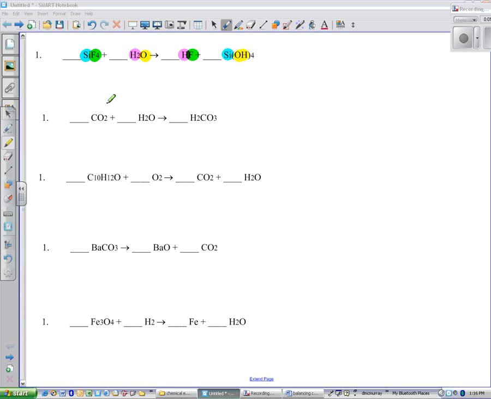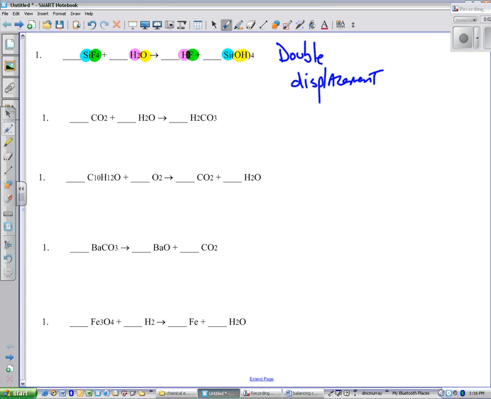And when we look at this here, we don't necessarily have to keep track of them with colors as much because we have two things that come together to form one thing, and that's a synthesis reaction. Two join to form one synthesis reaction. Well, let's write these out. First off, the first one I did was double displacement. Second one, synthesis.